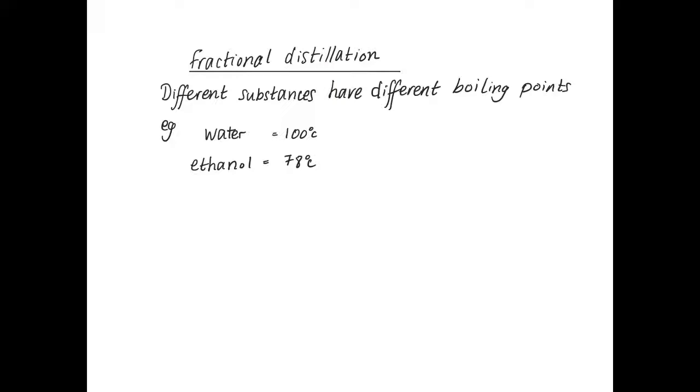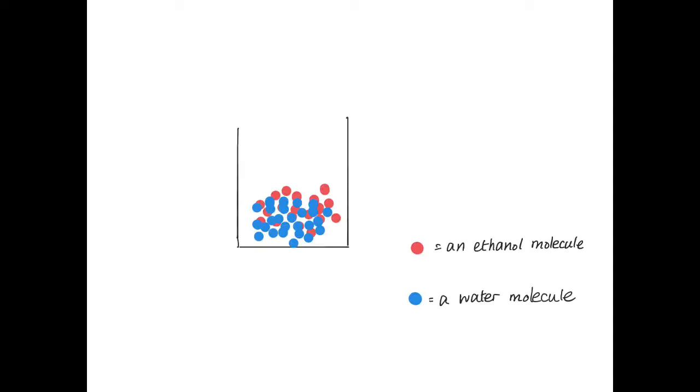Fractional distillation, which is used to separate liquids which have different boiling points, is useful, for example, if you're trying to get pure ethanol from a mixture of water and ethanol. So imagine that we've got some ethanol, and we've mixed it with some water. The ethanol molecules are red dots, the water molecules are blue dots. Now ethanol boils at 78 degrees C, water boils at 100 degrees C. So at 50 degrees C, for example, neither the ethanol nor the water will be gases, they'll still be liquids.